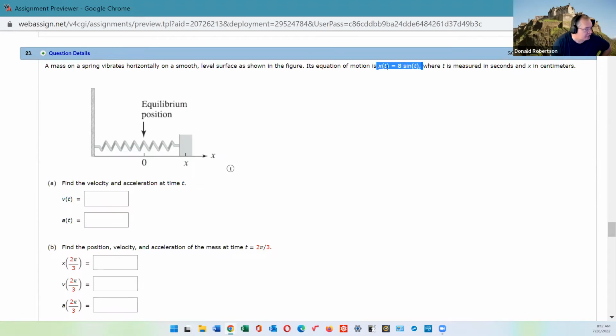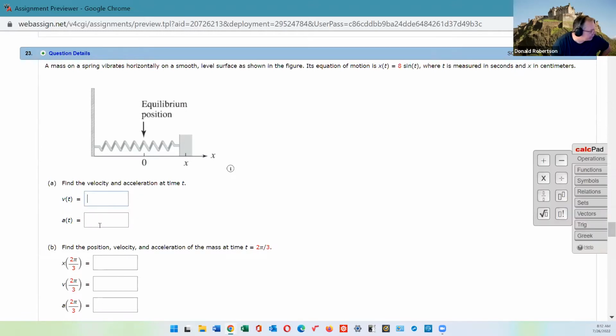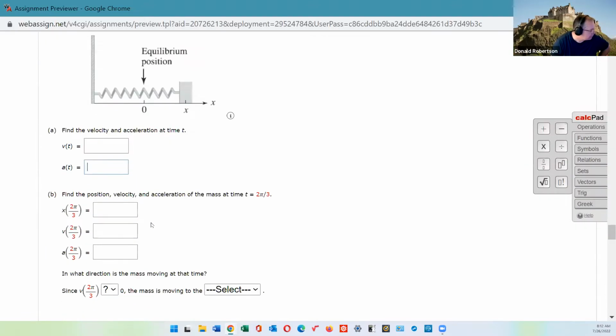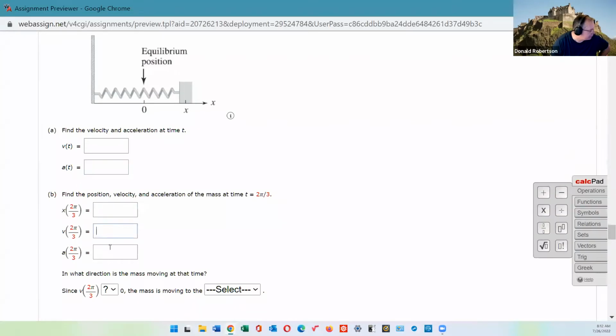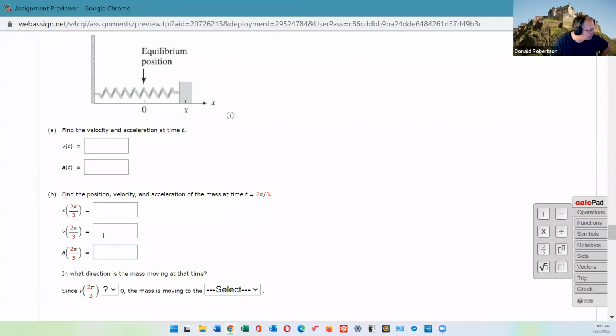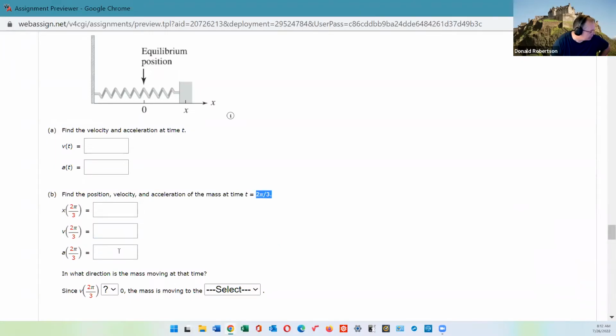So the position at time t is simply 8 sine t, which we would probably call oscillating. If you're into physics, many things oscillate. And you've been asked to find velocity and acceleration, and then position and velocity and acceleration at that particular time, and then something about what is that object doing. So that's what the whole question looks like. I'll show you a solution now.